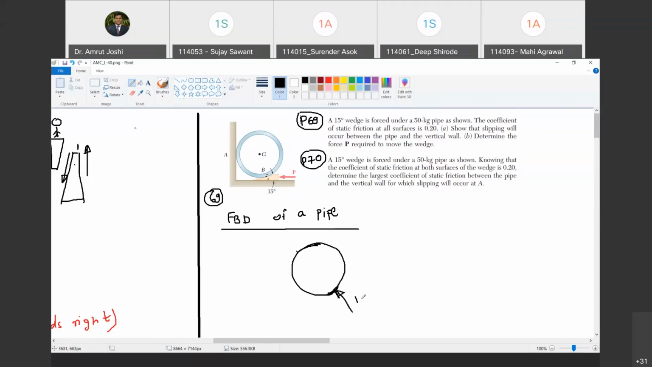Yes, sir. Let me call that NB. That NB will pass through the center of the circle G. Do you agree with me? Yes, sir. Because normal to the curved surface is nothing but normal to the tangent drawn. Normal to the tangent drawn at B must pass through G. Do you agree with me? Yes, sir. And this frictional reaction, it will be along what? Tell me. The frictional reaction will be along the tangent drawn to the surface. Do you agree with me?